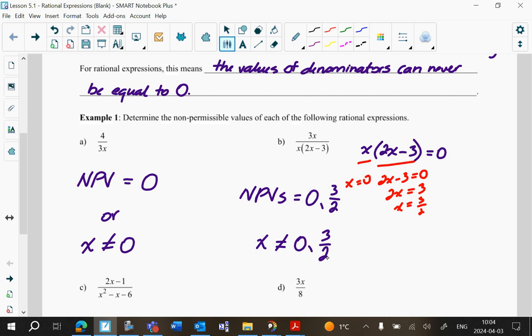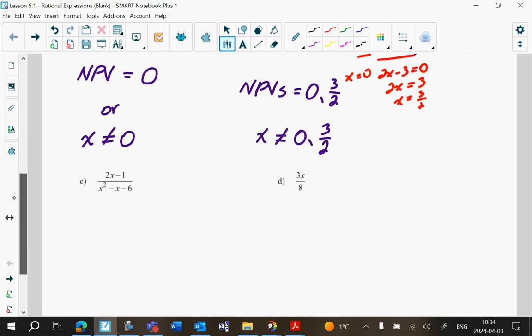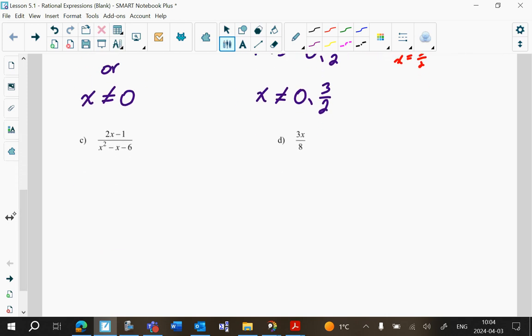So there might be more than one value of x that is a non-permissible value. And you can see that if it's in factored form or if you need to factor it. What do you think you'd do with C? How would you figure out what values of x would make the denominator 0? Well, think of it this way. We're trying to figure out what values of x will make this expression 0. What did I just write? A quadratic equation. How do we solve these bad boys? We factor them.